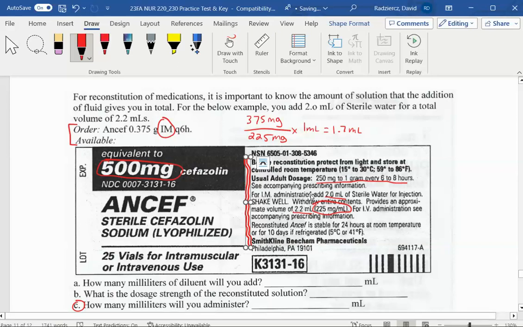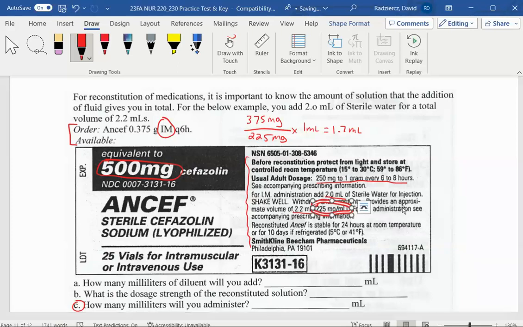All right. So you're looking at the instructions, and it tells you for intramuscular administration, you're going to add 2 milliliters of sterile water for injection, shake it up, withdraw the contents, and you're going to get a total volume of approximately 2.2 milliliters. So you actually don't need to worry about the 2 milliliters of sterile water added or even the total 2.2 milliliters. What you're looking for is right here, what I circled. The strength of this after it's mixed is 225 milligrams per milliliter.